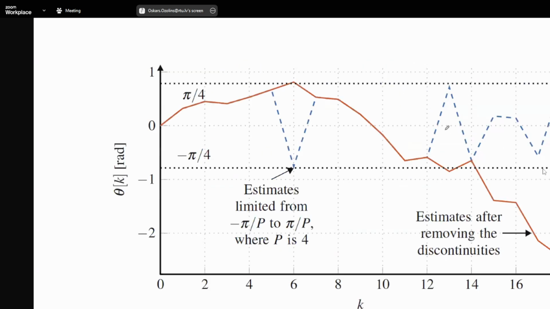So you really need to estimate this. This phase noise can go over many radians, so when you compensate, you need to stay within some boundaries. And if you hit these boundaries, then you need to compensate for these discontinuities to get a continuous phase noise, and you could avoid these cycle slips.